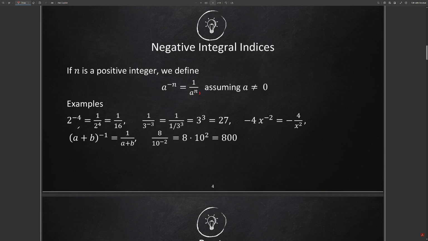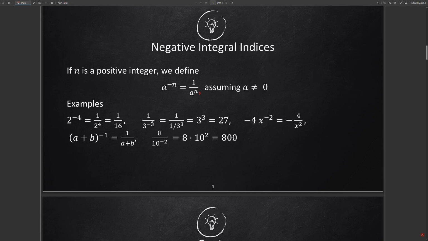So here are some examples. 2 to the power of negative 4 is equal to, according to this rule here, 1 upon 2 to the power of 4. So 2 by itself 4 times: 2 by 2 is 4, 4 by 2 is 8, and 8 by 2 is 16. So we get 1 upon 16.